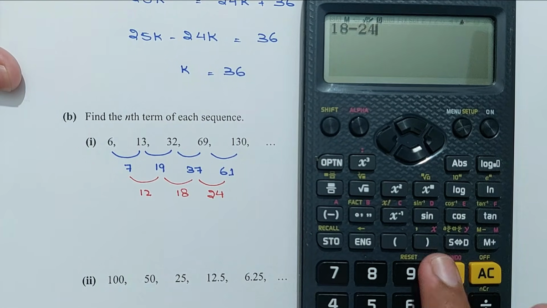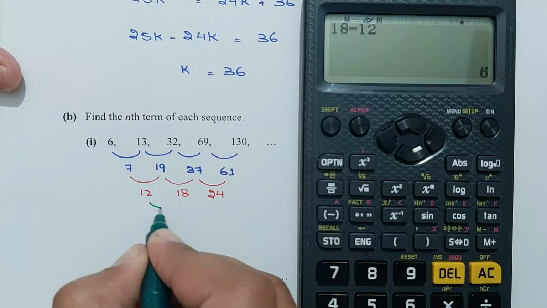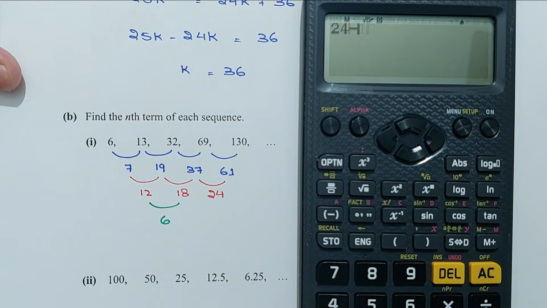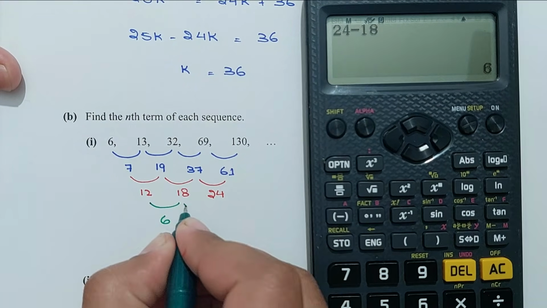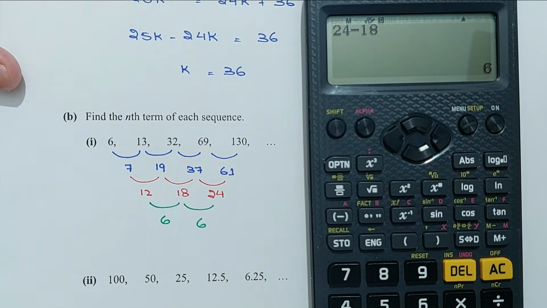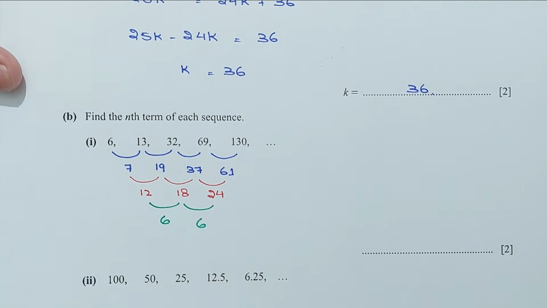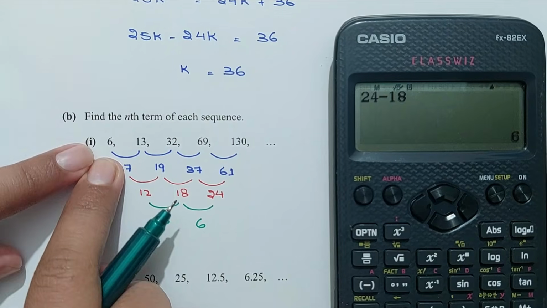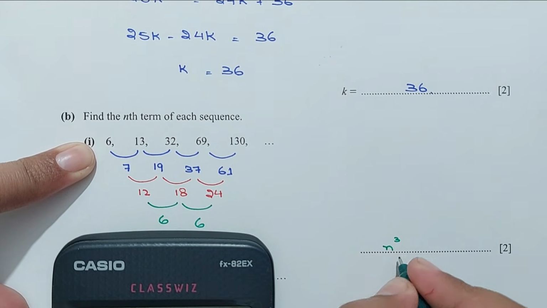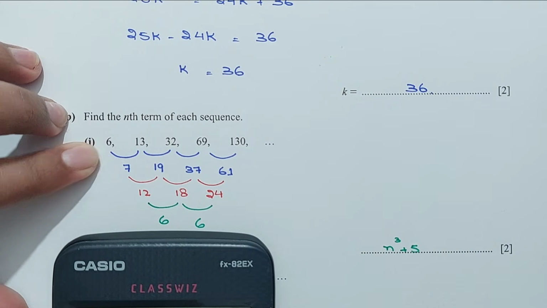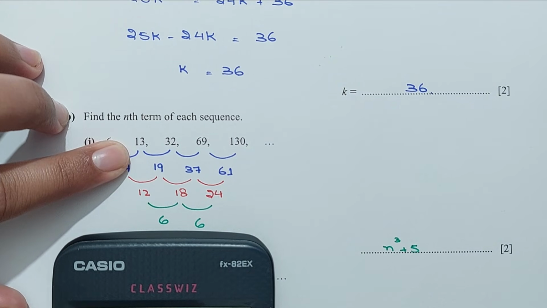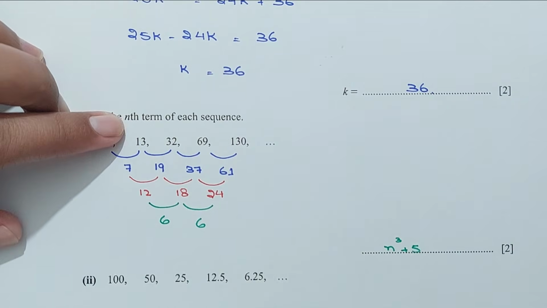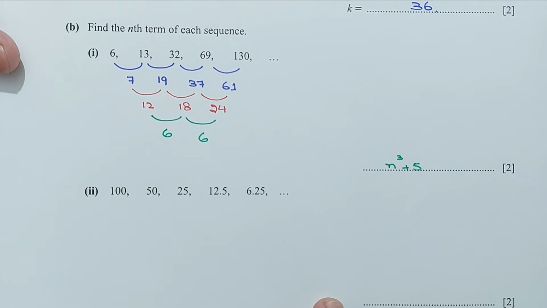18 minus 12 is 6, and 24 minus 18 is 6. The third difference is constant, so it means it is a cubic sequence, right? So the sequence should be n cubed plus or minus something. For 1 cubed, it's 1 and adding 5 makes 6, right? For the second term, 2 cubed is 8 and 8 plus 5 is 13. And 3 cubed is 27 and 27 plus 5 is 32. Yes, n cubed plus 5 is the nth term of this sequence.